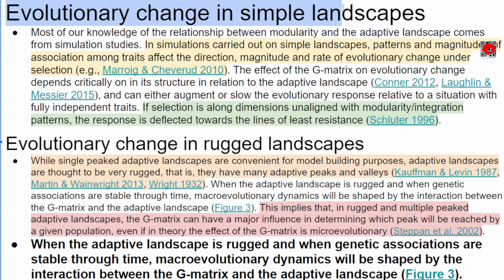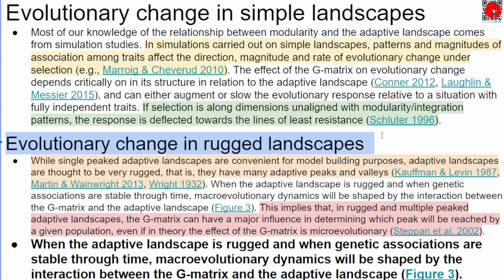Evolutionary change in simple landscapes. This describes some simulations that have been done in simple fitness landscapes where it's just like one fitness peak in the middle of a space. Then evolutionary change in rugged landscapes.